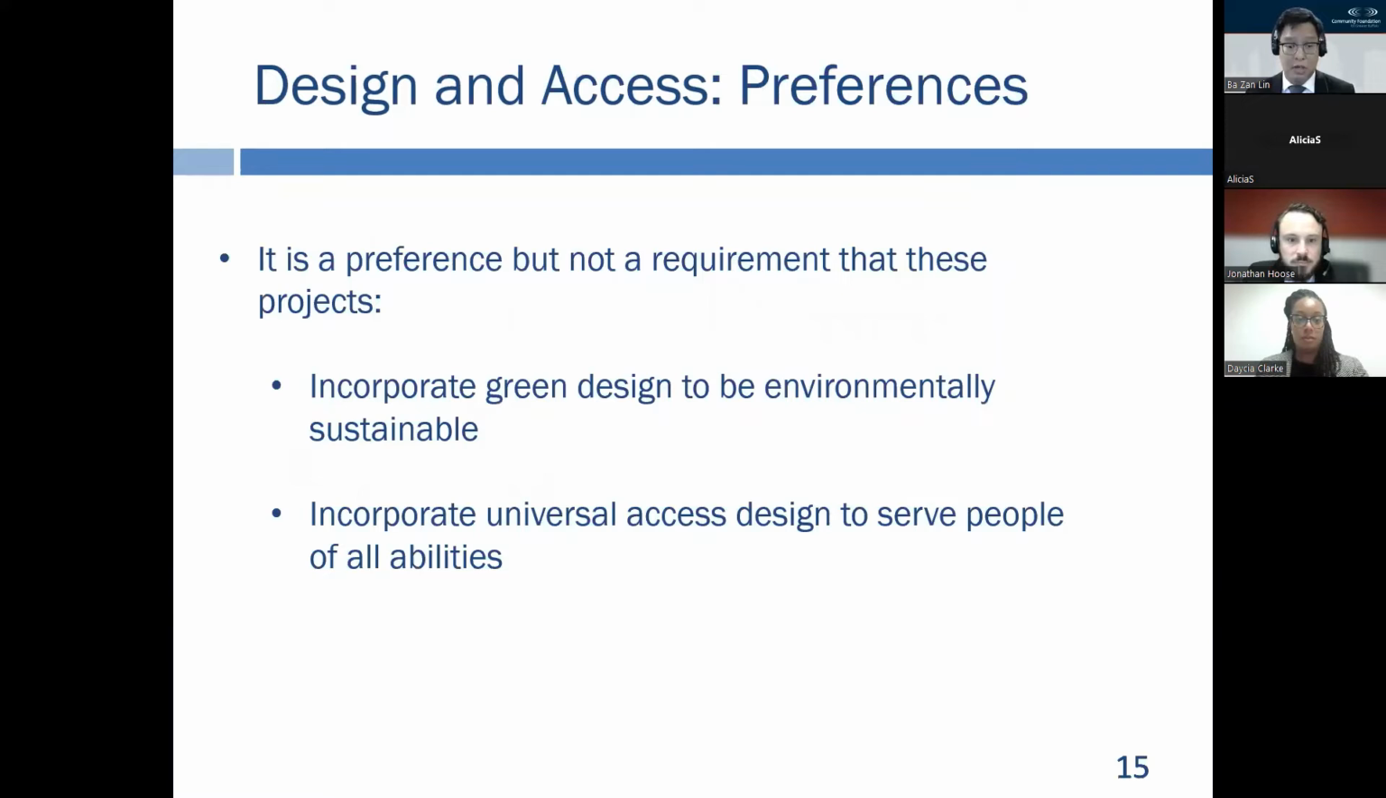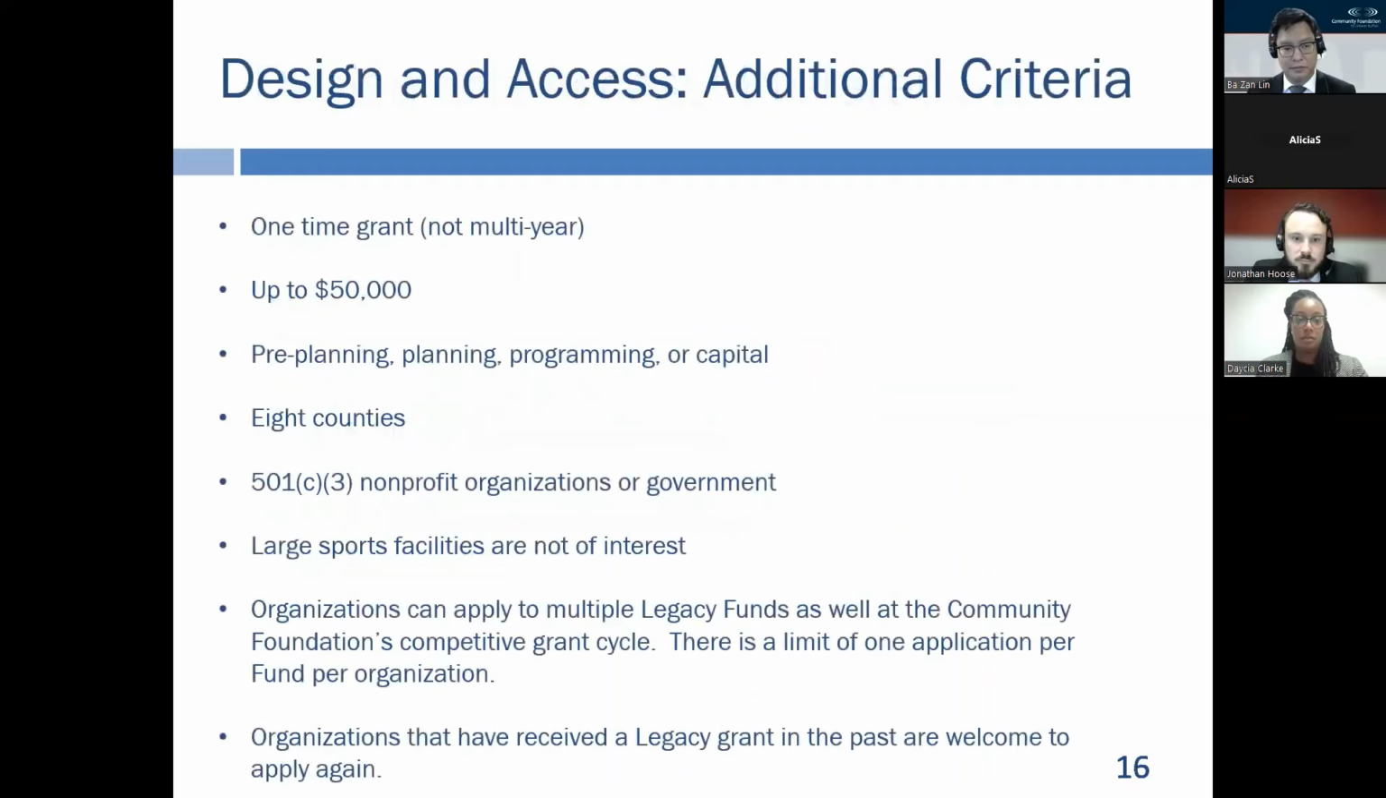It is a preference, but not a requirement, that these projects include green design to be environmentally sustainable and also incorporate universal access design to serve people of all abilities. Additional criteria for Design and Access: these are one-time grants. The grants can request up to $50,000. Again, this is the only opportunity where you can request up to $50,000 among the other legacy funds. The funds can be used for planning, pre-planning, programming, or capital.